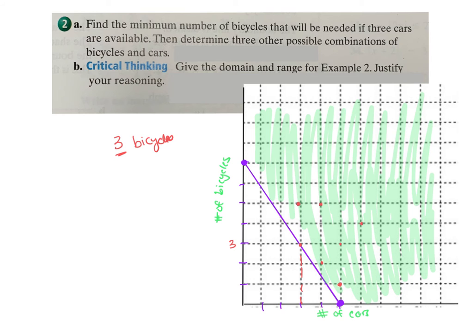And they are limited. So minimum number of cars would have been 5. That was our intercept. So anything 5 and up for cars in whole numbers, and anything 7 and up for bicycles in whole numbers. All right.